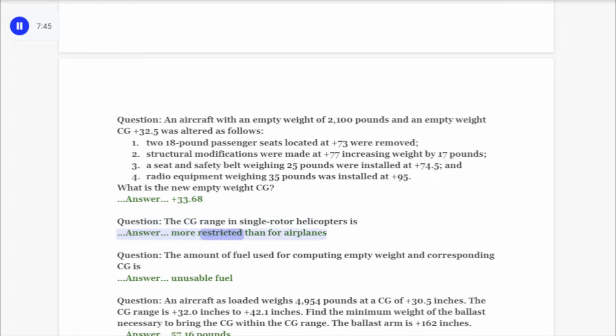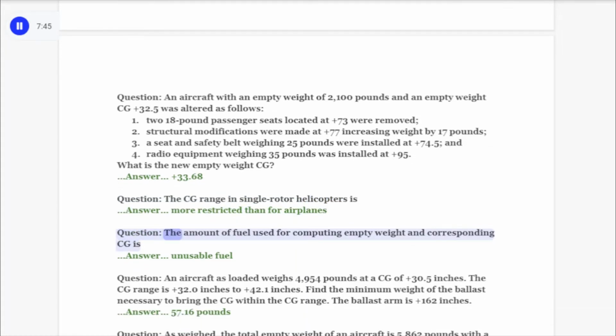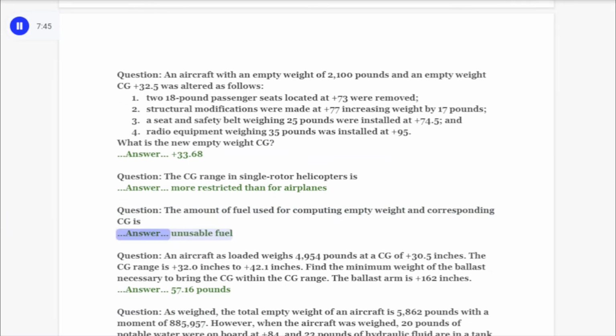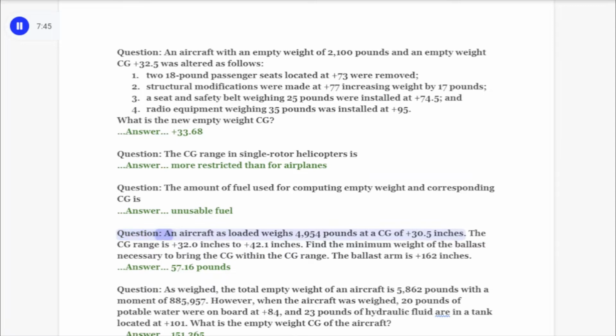Question. The CG range in single-rotor helicopters is. Answer. More restricted than for airplanes. Question. The amount of fuel used for computing empty weight and corresponding CG is. Answer. Unusable fuel.